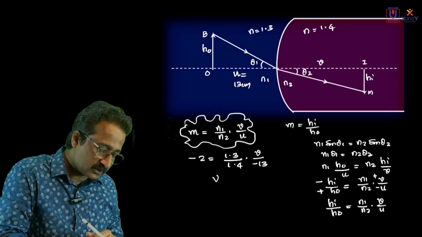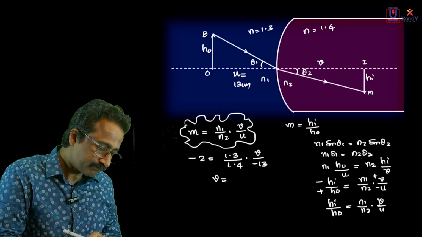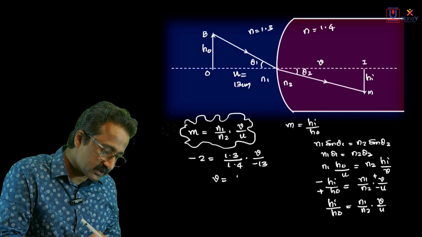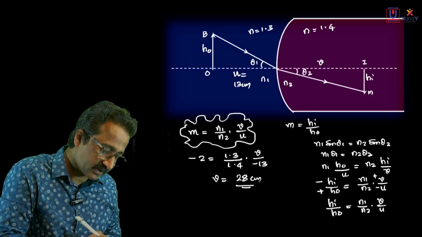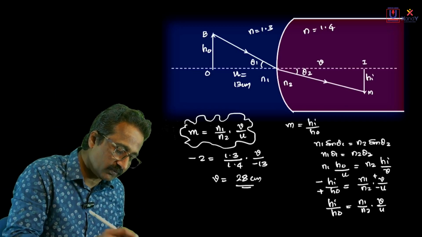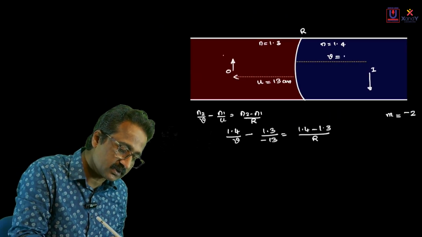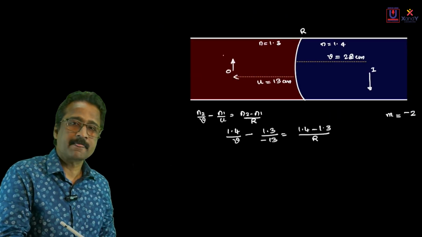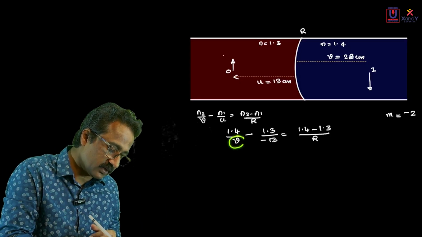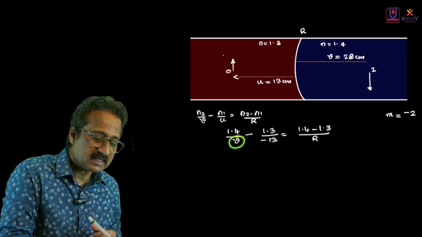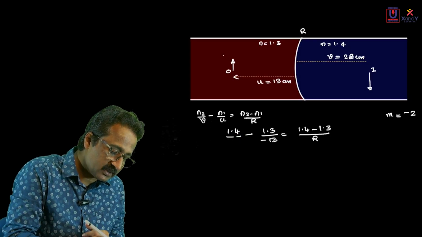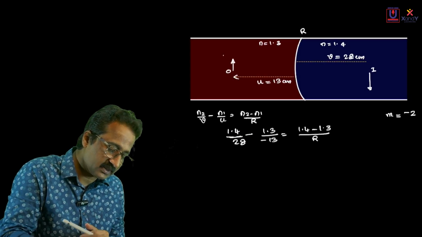So this tells you the value of V. Let's see what V is. It is going to be 28 centimeter, isn't it? Correct? Because 13 and 1.3, 10 times, it is 28. So the distance V we got is 28 centimeter. Now it's a matter of calculating the radius of curvature. This V is 28 centimeter, and that 28 is positive. So let me replace V with 28 now.